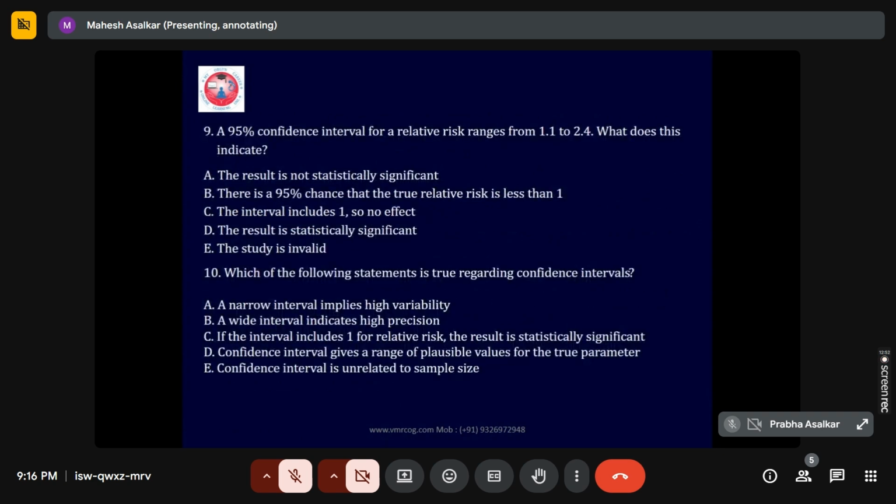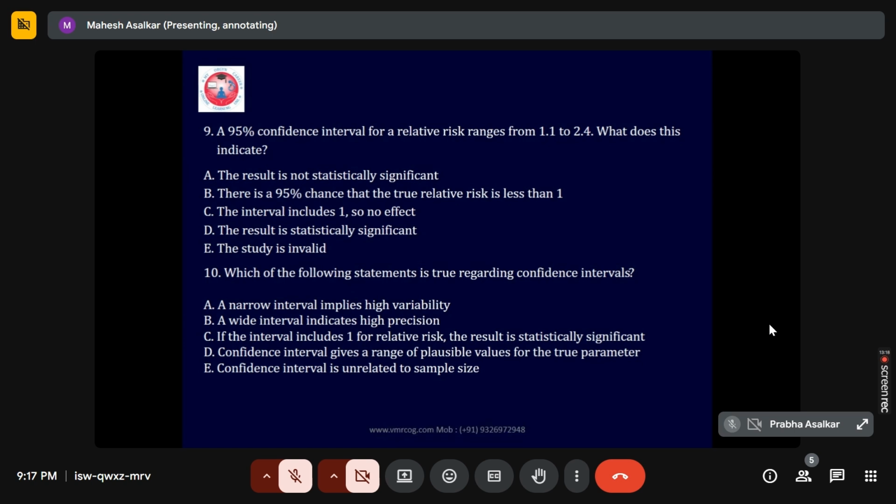Next question. Question 9: A 95% confidence interval for a relative risk ranges from 1.1 to 2.4. What does this indicate? So you have got a 95% confidence interval, and the range is from 1.1 to 2.4. So what does this mean? That is the question.